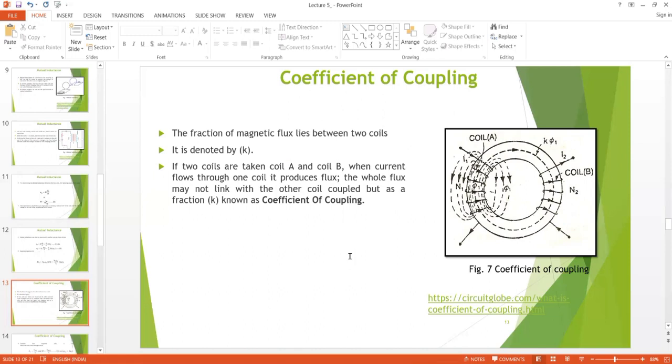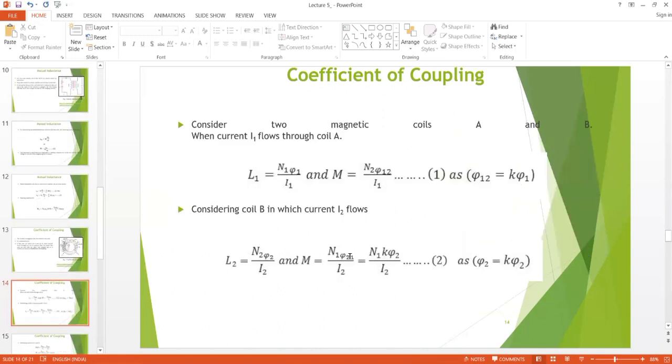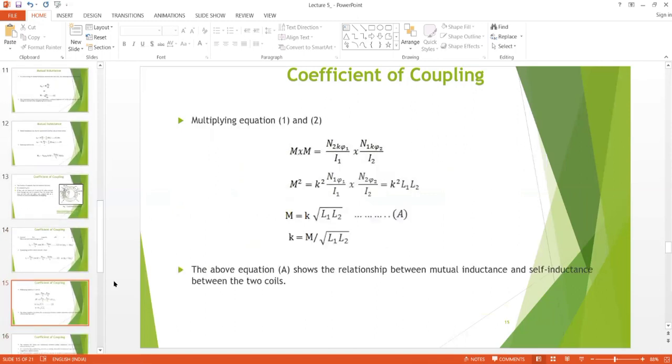And if it is a fraction, the coefficient of coupling, you can see if I'm talking about L1, it is N1 phi 11. If it is L2, it is N2 phi 22, where K is nothing but the coefficient of coupling. The value lies between 0 and 1. Very, very important formulas. Please note it down. If you multiply both of them, the important formula is K is equal to M divided by root L1 L2, where L1 is the inductance of the first coil, L2 is the inductance of the second coil, M is the mutual inductance, and K is the coefficient of coupling.